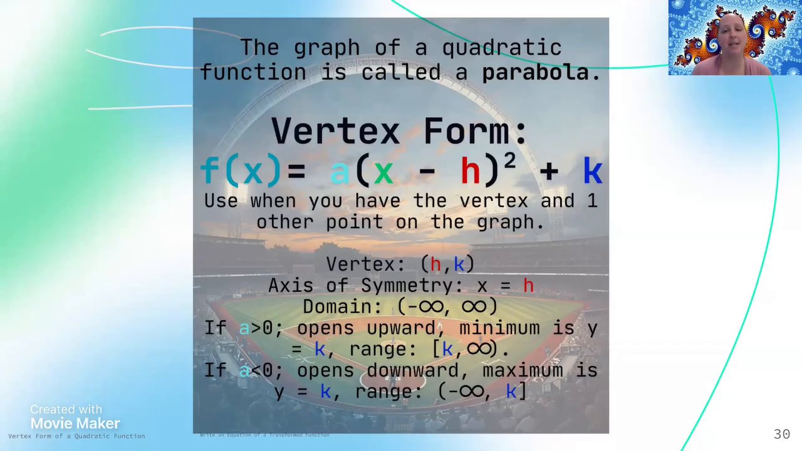My vertex again is (h, k). My axis of symmetry is x equals h. If a is greater than 0, the graph opens upward. It has a minimum at y equals k, and the range is k to infinity. If a is less than 0, my graph opens downward. It has a maximum at y equals k, and its range is negative infinity to k. And that is the end of lesson 1.